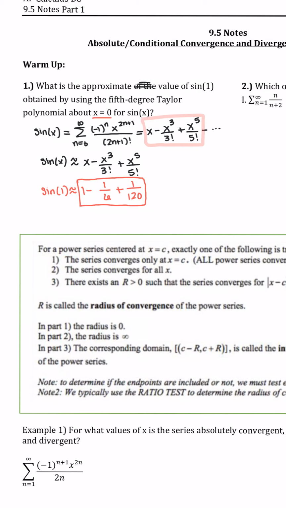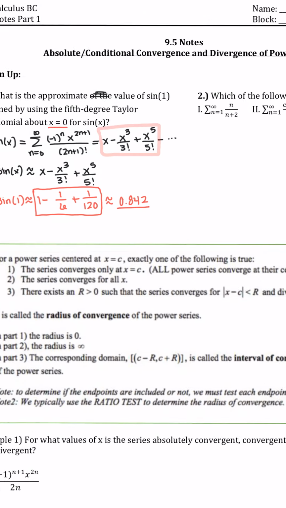You would get 0.842. For the AP exam, you want to make sure you round to the nearest thousandth. That's always the directions they give you, so you might as well practice that. So there is the first problem in our warm-up. Let's move on to the second problem.